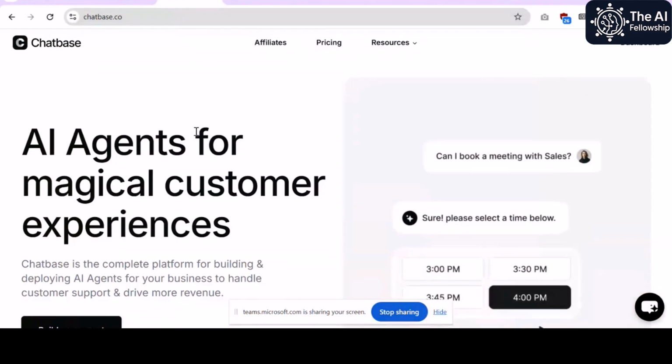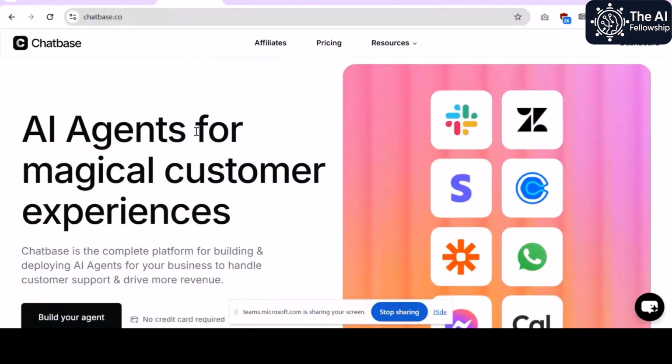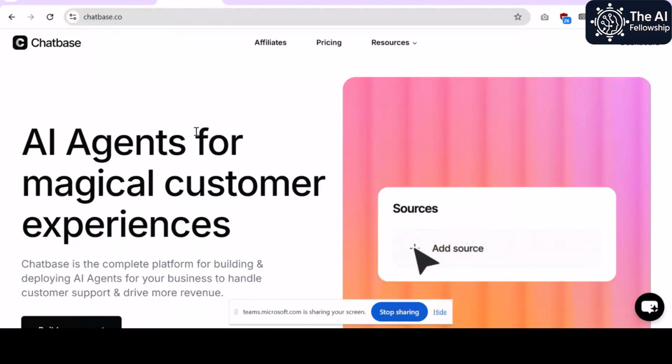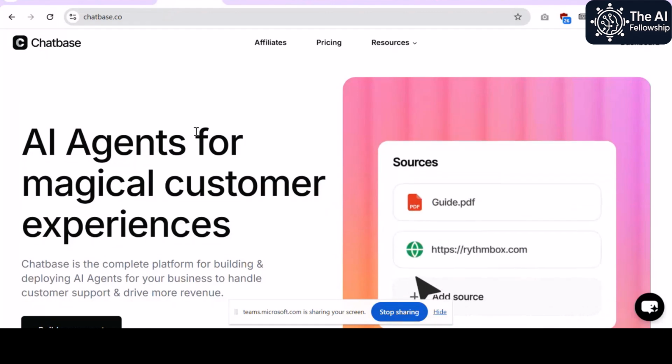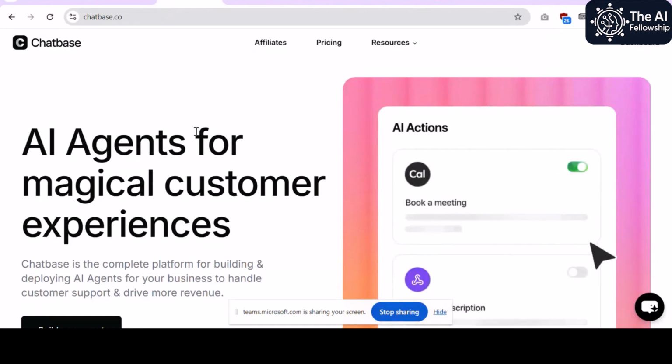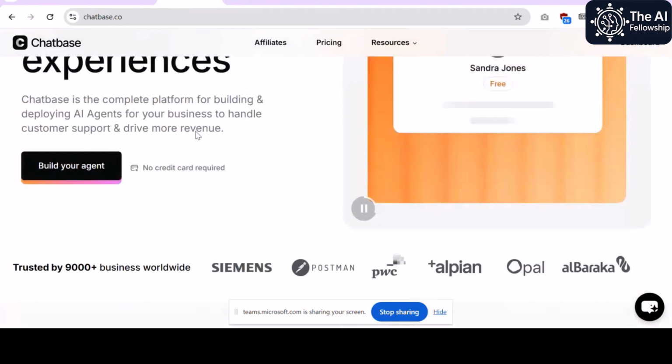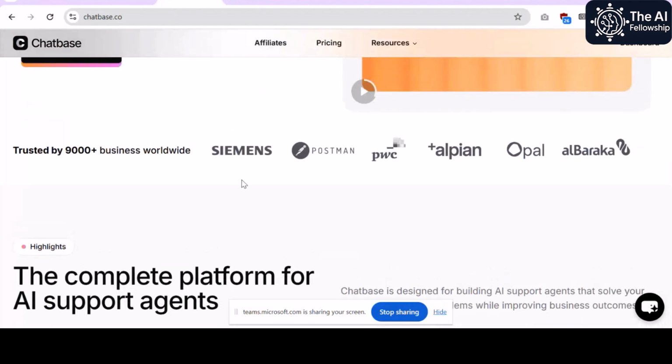Okay, Chatbase is a fast growing company. They have around $6 million ARR. I'm not related to Chatbase in any way. I don't have an affiliate partnership or any sort of association with them. I've just picked Chatbase because it is a popular service, and we see that they're proudly saying that even companies like Siemens and Postman are using their services. Okay, so I'll show you now.